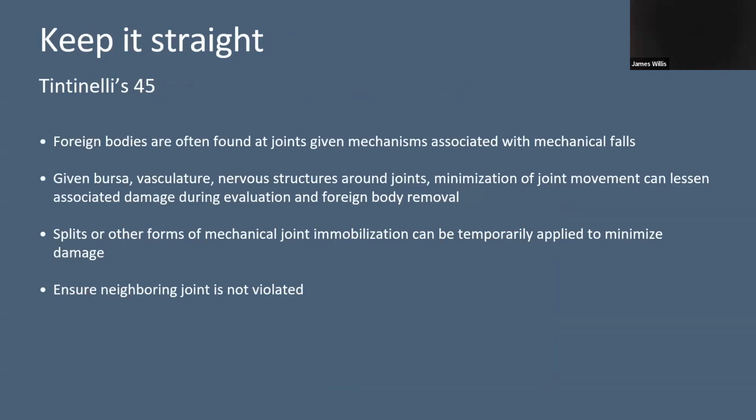So the main thing that we want to remember if we have a foreign body near a joint is to keep the joint straight. We don't want to be ranging the joint around too much. There are a lot of important structures in the joint, the bursa, neurovascular tissues. So when we have someone coming in with a mechanical fall, let's say in a parking lot, they have some gravel in their knee, something along those lines, this should set off a little alarm that lets us know, hey, this is near a joint. Let's be careful about this.